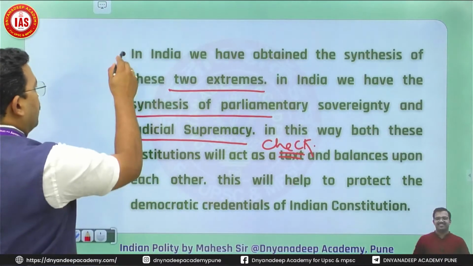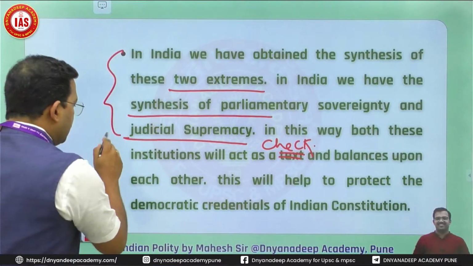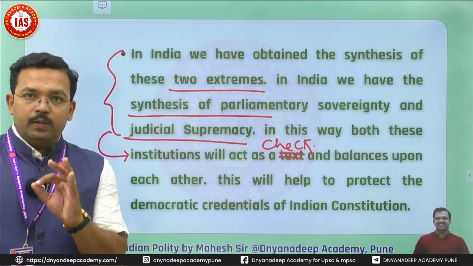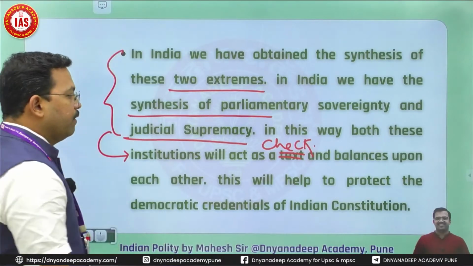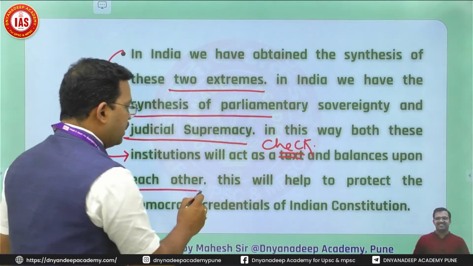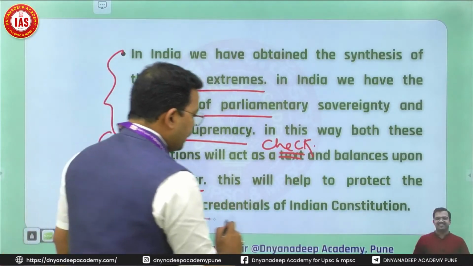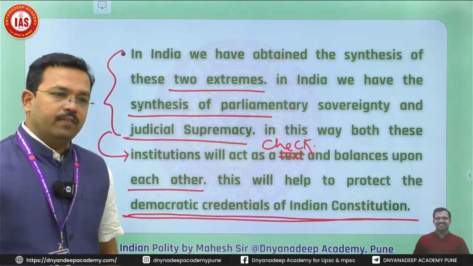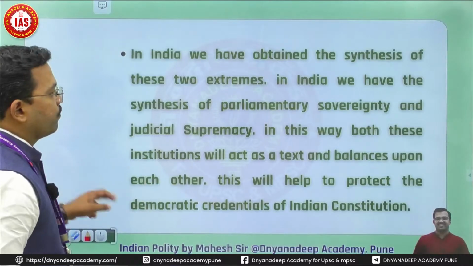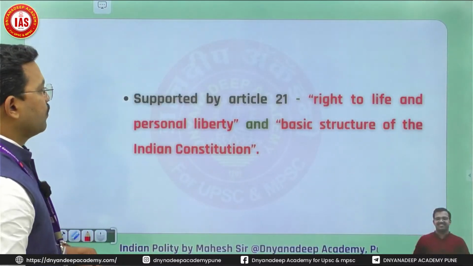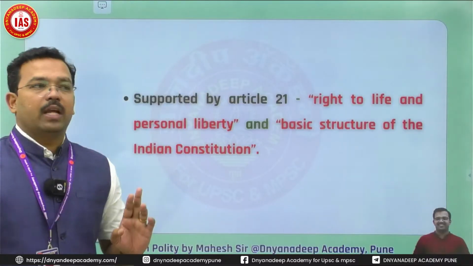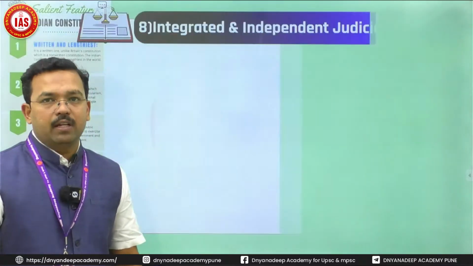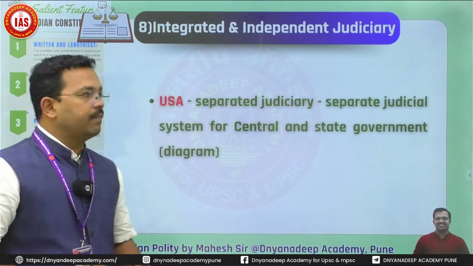So in this particular way, what does the conclusion say? It says in this way, both these institutions, that is parliament and judiciary, will act as a check and balance upon each other. This will help to protect the democratic credentials of the Indian Constitution. It is supported by Article 21, right to life and personal liberty, and the basic structure of the Indian Constitution, which you got in the Kesavananda Bharati case on 24th of April 1973.